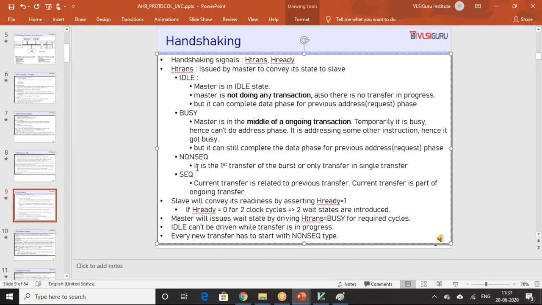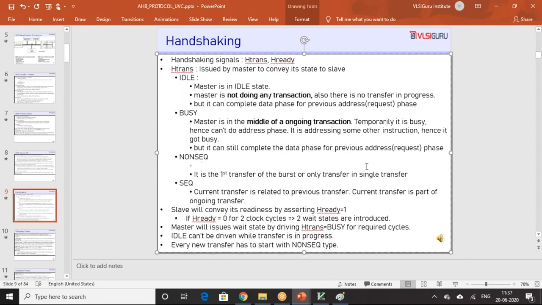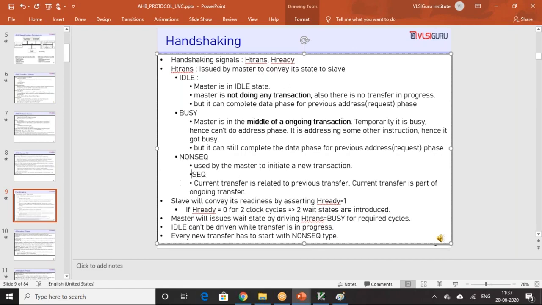Third is non-sequential. Non-sequential indicates it is the first transfer of the burst and the only transfer in a single transfer. It is used by the master to initiate a new transaction. It is indicating that I'm initiating a new transaction now. So it is the first transfer of the burst or the only transfer in the single transfer. So basically, simple. It is used by master to indicate that I'm doing a new transaction.